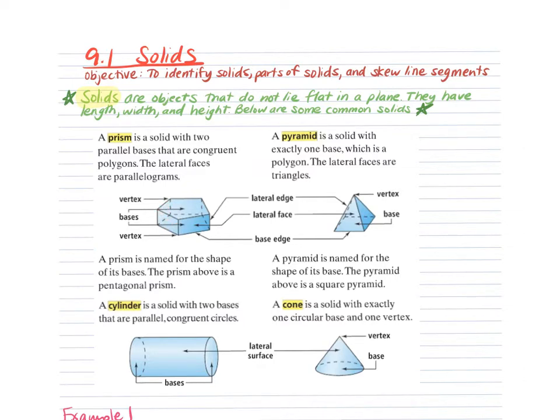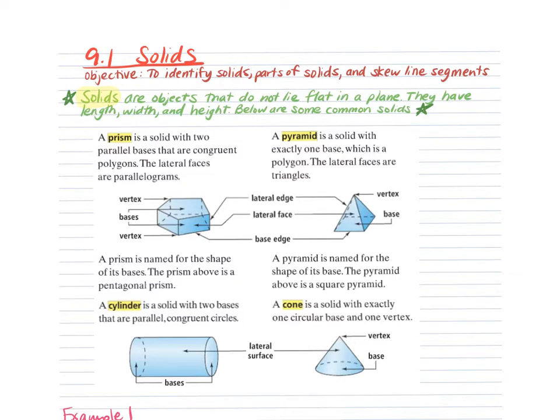To draw these, you just draw a pentagon, a five-sided figure, and then draw the same one, exactly the same, congruent, above it, and then just connect the vertices. The top is a base, the bottom is a base, and these sides are called lateral faces. Where the lateral faces meet is called a lateral edge, and where the base meets the lateral face is called a base edge.